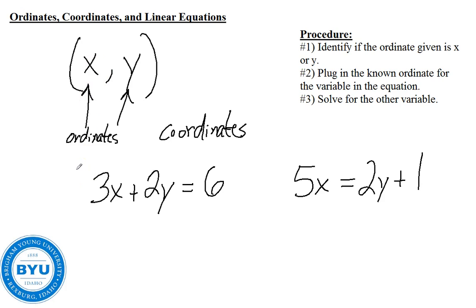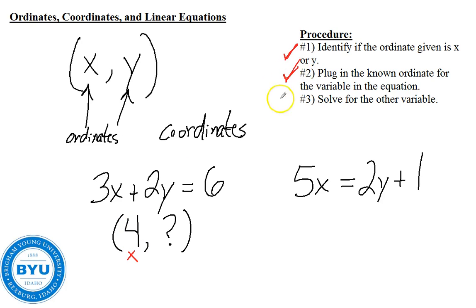In some situations, they might ask you to find a coordinate. For example, in this problem here, they might ask you to find y when you know what x is. For example, if x is 4, then we can figure out what y is. So be aware, we have three procedures for figuring out a problem like this. First of all, you need to figure out if the ordinate they give you is an x or a y value. Well, here they've given us an x value. 4 is an x because it's the first value written.